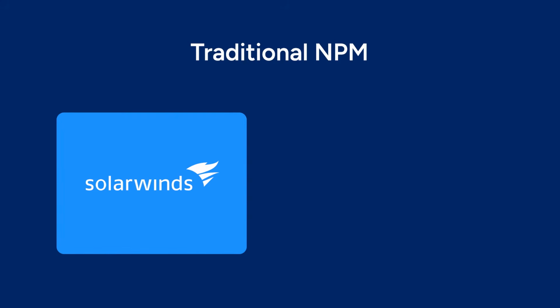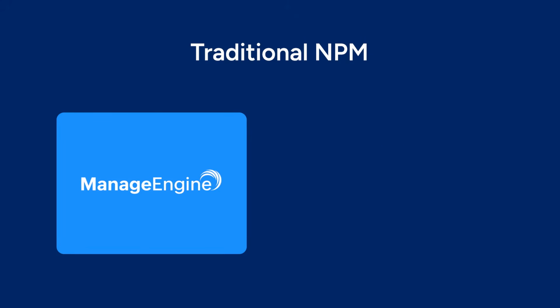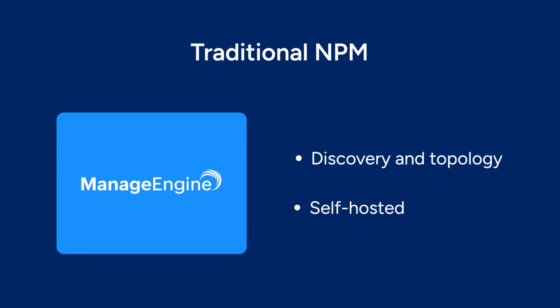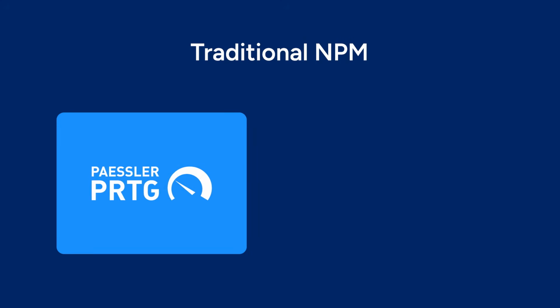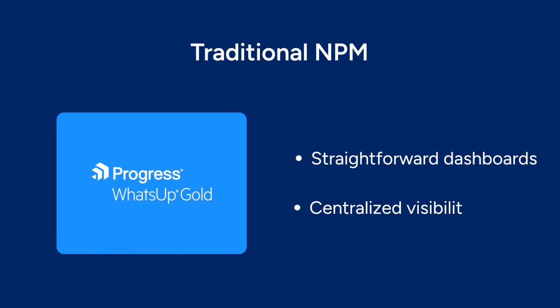SolarWinds NPM remains popular for mature, device-centric monitoring with broad SNMP coverage and cross-layer correlation through its PerfStack and NetPath diagnostic tools. ManageEngine OpManager offers strong discovery and topology in a self-hosted model. Paessler PRTG is approachable and sensor-based, a common pick for SMBs and mid-market teams. WhatsUp Gold rounds out the category with straightforward dashboards and layer 2 and 3 mapping for centralized visibility.